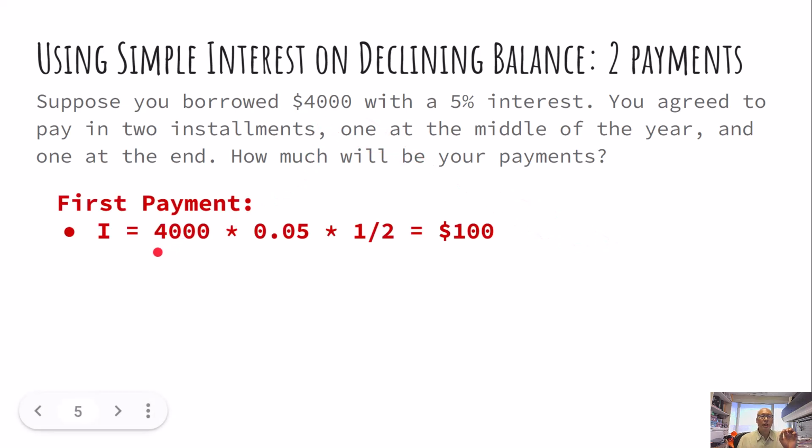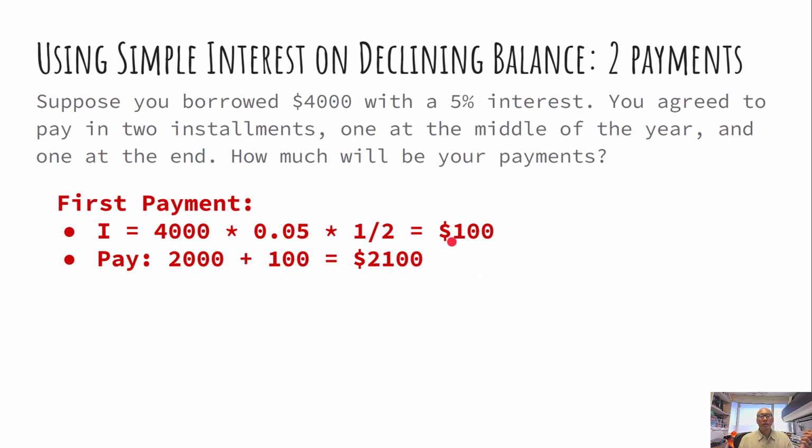But before we get to the $2,000, you currently have a $4,000 balance, so you're going to pay interest of $4,000 times 5% times half of the year, since the interest has accrued from January to June. So on June 30th or July 1st, you're going to pay an interest of $100. Now, you also are agreeing to pay half of the $4,000. So your payment will be the $2,000 in principal payment plus the $100 in interest payment. So you paid a total of $2,100.